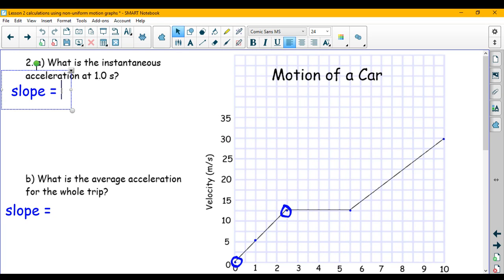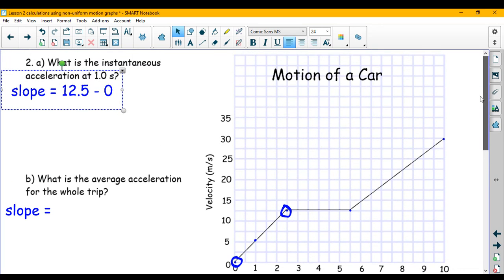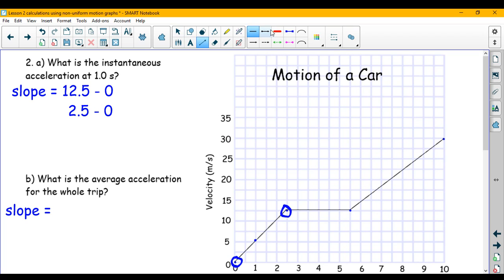So I'm going to say I've got 12.5 minus 0, because that is my rise. And then I've got 2.5 and 0. Now remember, the point here is I am finding my slope, because my slope is going to be my acceleration. So that is what I'm trying to do. So there we go. So 12 and a half divided by 2.5 gives me 5. That means I have a slope of 5.